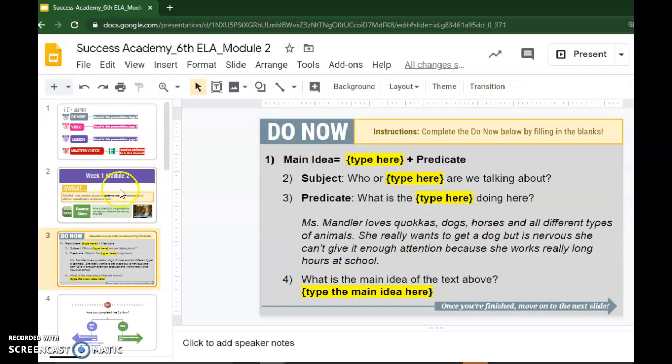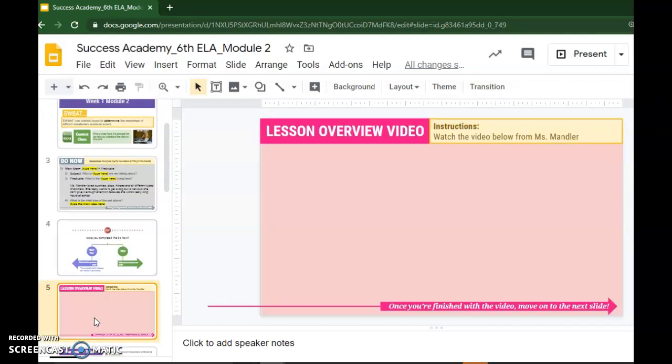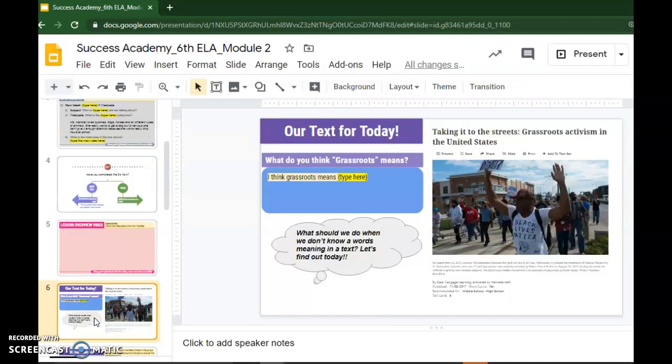To start for your do now, you're going to type wherever you see this yellow that says type here. So this is a little review from yesterday. Remember, our main idea is this plus your predicate. What could go there? Think about it, type there. We'll do this together in class. So as always, come to class for answers and for extra opportunities to get credit. Once you have completed your do now, you're watching the video right now, which means you're awesome.